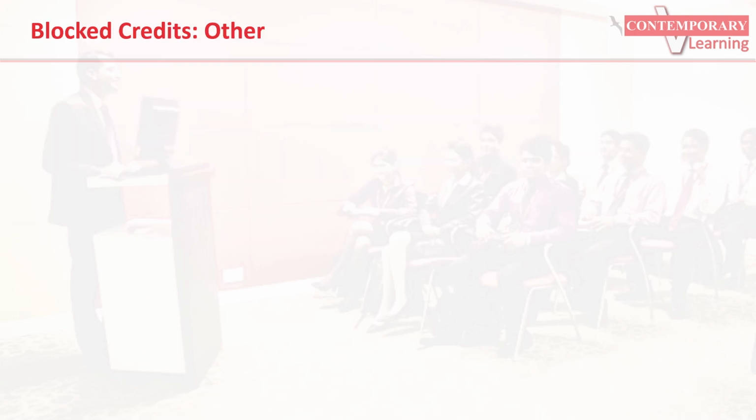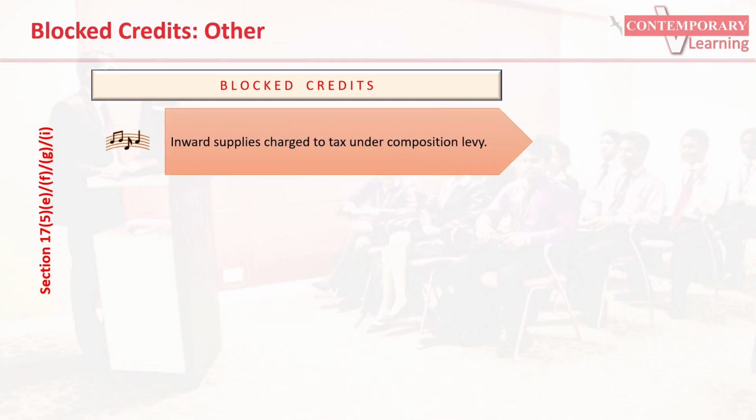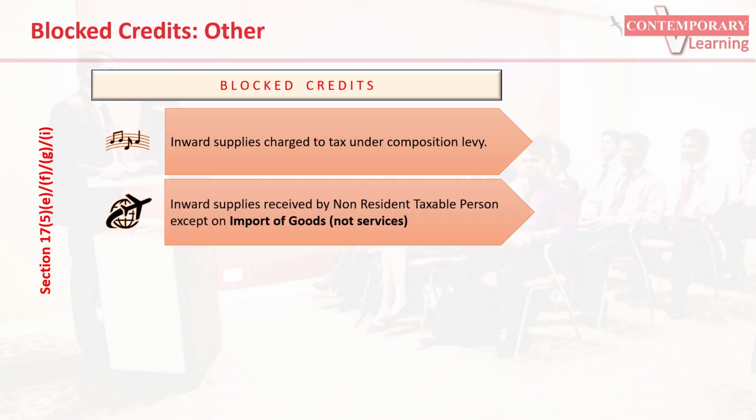Let me quickly cover some other blocked credits that you should be aware of. ITC is not allowed on inward supplies charged to tax under composition levy. This makes sense because composition taxpayers pay tax at reduced rates and cannot issue proper tax invoices. Non-resident taxable persons cannot claim ITC on inward supplies except for imports of goods.